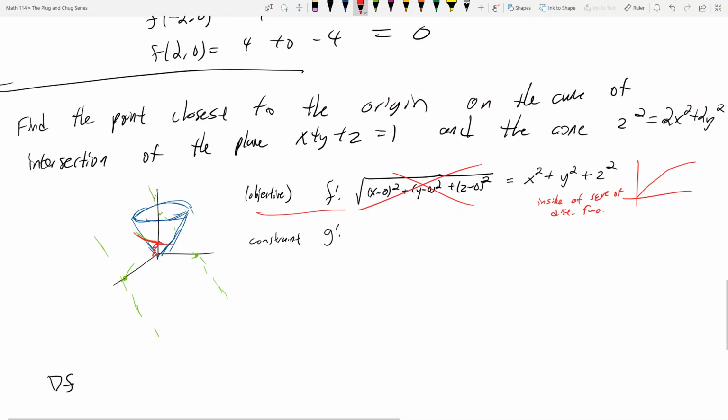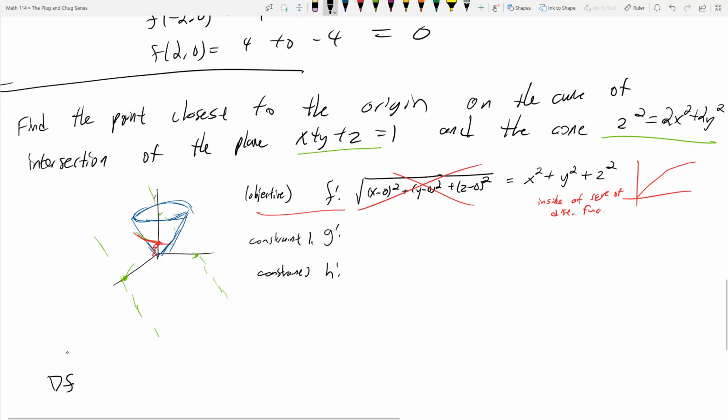So what is g? We spent all that time talking about f. What's our constraint g? This is where the little trick is. You're trying to find a point on both x plus y plus z equals 1 and z squared equals 2x plus 2y, because when the cone and the plane intersect, that point is on both the cone and the plane, since it's on the intersection of these two surfaces. So here we actually have two constraints. This is why this problem is a little bit special. We're doing a Lagrange multiplier on two constraints.